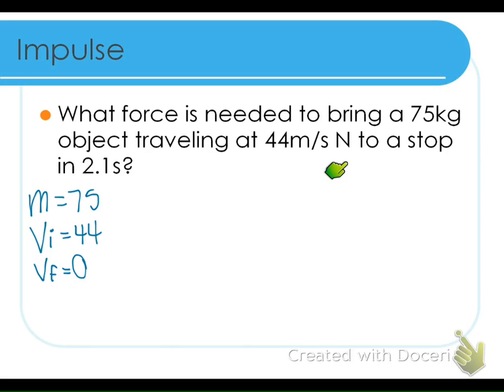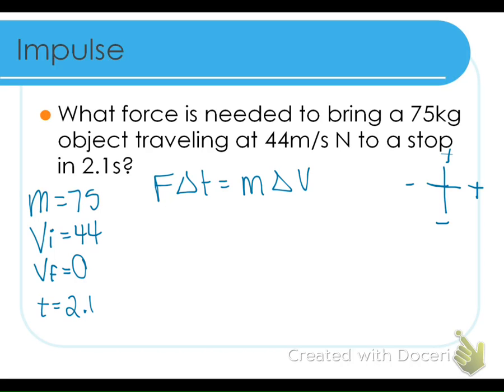And when it's telling us it's going north, does that mean it's going to be a positive velocity or a negative velocity? Positive, okay, because we usually think of north and east being our positive directions and south and west being our negative directions. Okay? And then we know one other thing, and that's time. So we can use our expanded equation here for impulse, or our combined equation for impulse, which is force times delta T equals m times delta V. And we can solve here for our force.